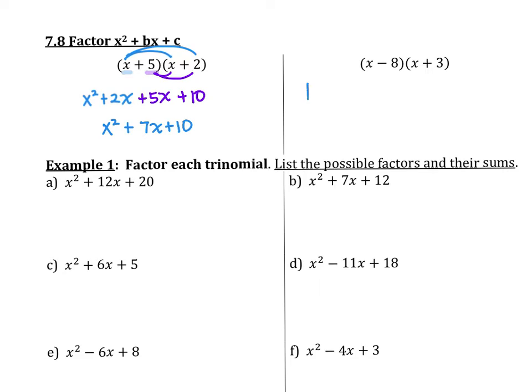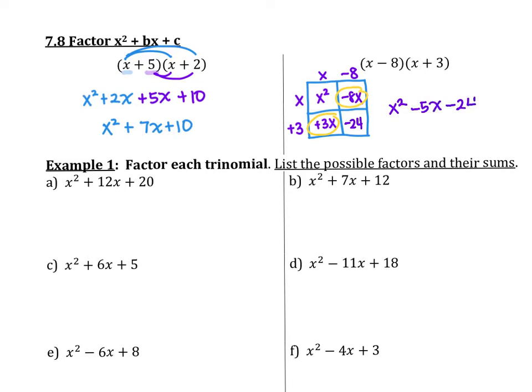pattern. The other method we learned for multiplying is by making a little box. And I don't mind which way you use it at this point. Okay, so let's see. This is x minus 8 times x plus 3. X times x is x to the second. Minus 8 times x is minus 8x. Plus 3 times x is positive 3x. And 3 times negative 8 is negative 24. So if I was writing my answer, that would be x to the second, negative 8x plus 3x is negative 5x minus 24.